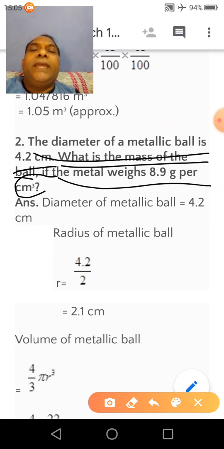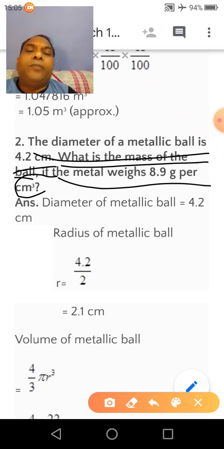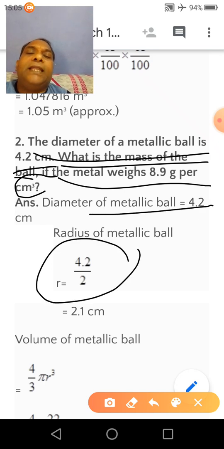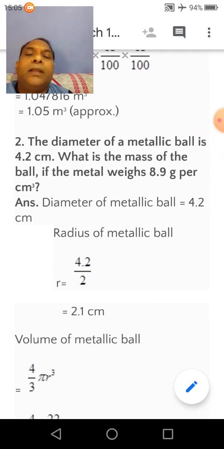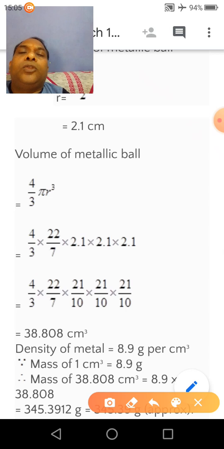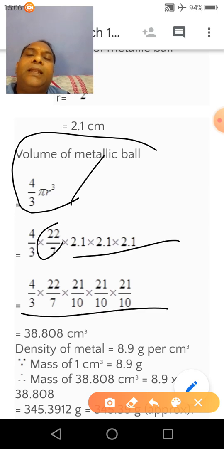Clear? So here weight of 8.9 gram per centimeter cube, so weight per centimeter cube is given here. So we have to find volume of the metallic ball. Diameter of the ball is given. Find its radius. Radius will be diameter upon 2, which will be equal to 2.1 centimeter. Now volume of the metallic ball will be volume of the sphere, because ball is spherical. So 4 by 3 pi r cube. Now put the value of pi and r and calculate it. Then you have volume of the metallic ball.